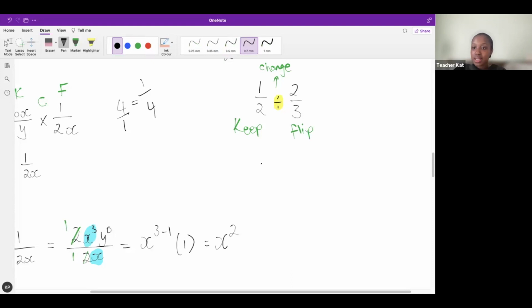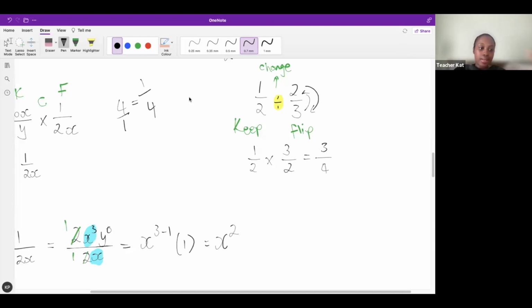So this is what I'm saying. Keep means you keep a half. Change, we're changing this to multiply. And flipping means the 3 goes up and my 2 comes down. So this new fraction is going to be 3 over 2. Then it's just multiplication. It's easy. So you're going to say 1 times 3 at the top, which is 3, over 2 times 2 at the bottom, which is 4.